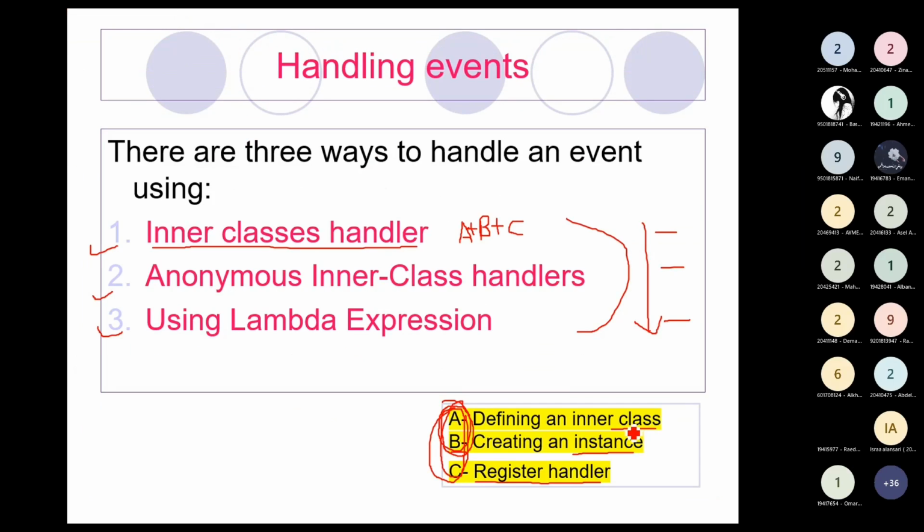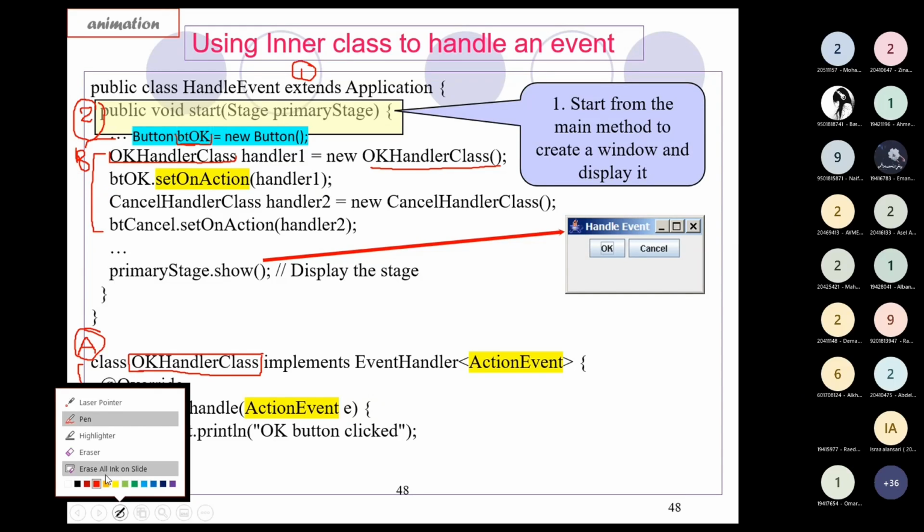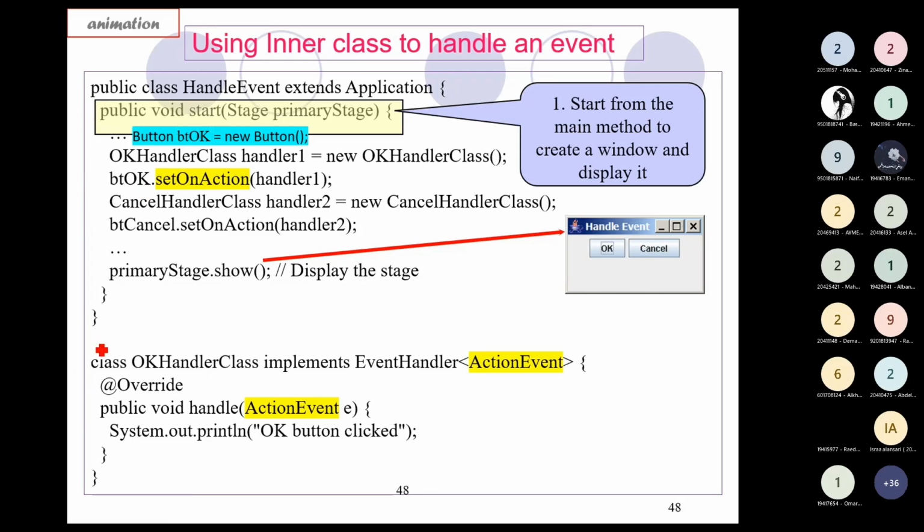So we define the inner class, A. B, we create an instance. What's the third thing? What is the third step? A, define the class. This is the first step. B, create an instance. And C, register. Good. So C, register.